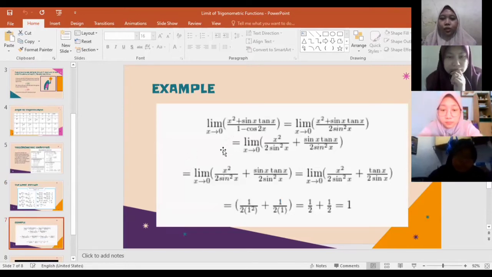Example: limit x to 0, x squared plus sin x times tan x divided by 1 minus cos 2x equal to limit x to 0, x squared plus sin x tan x divided by 2 sin square x equal to limit x to 0, x squared divided by 2 sin square x plus sin x tan x divided by 2 sin square x equal to limit x to 0, x squared divided by 2 sin square x plus tan x divided by 2 sin x equal to 1 divided by 2 times 1 squared plus 1 divided by 2 times 1 equal to half plus half equal to 1.